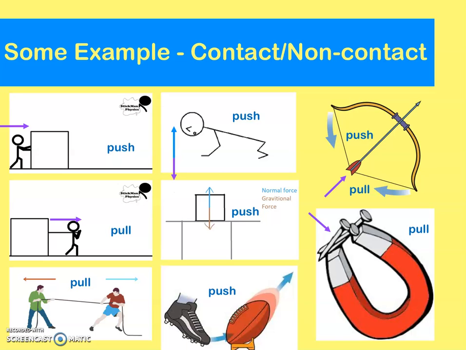Our second one, again, we have to hold the rope in order to pull the box, again, a contact force. We can see the two men are pulling the rope, again, contact force.